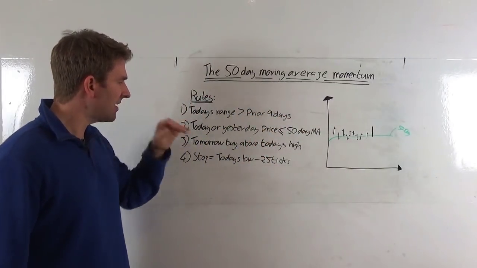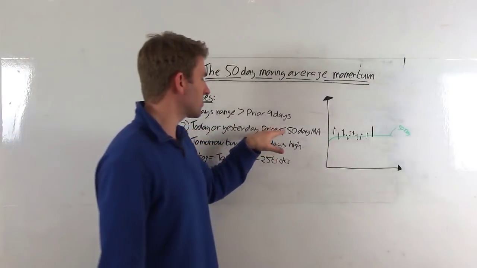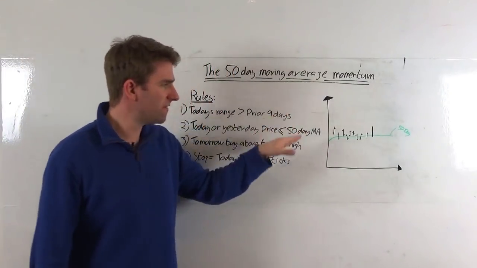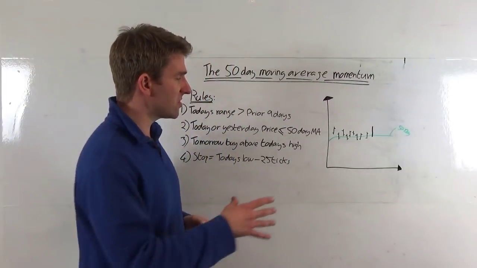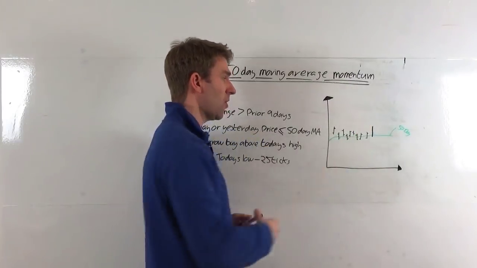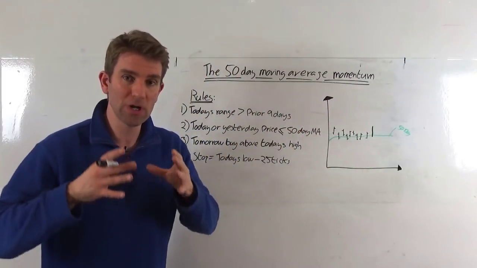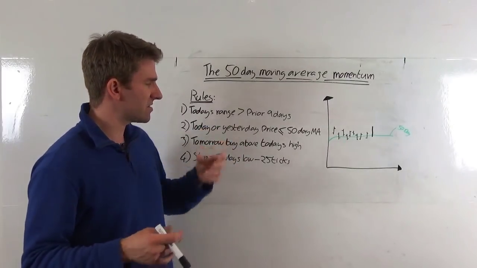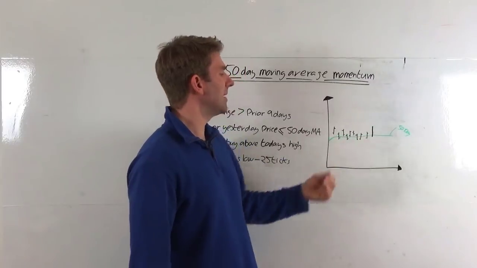Okay, now number two criteria, today or yesterday the price has got to be less than or equal to the 50-day moving average. This is where the 50-day comes in. So the price has either got to have been, as I said, today or yesterday at or below that 50 days. So it's got to have been flirting around with that level at some point recently. And they're saying today or yesterday, that's fine. So this happens to be today, I've drawn it, or it could have been yesterday, no problem at all.